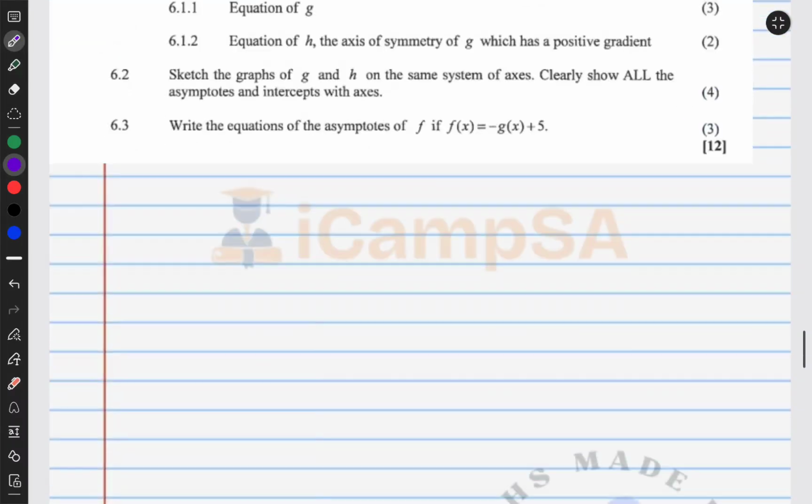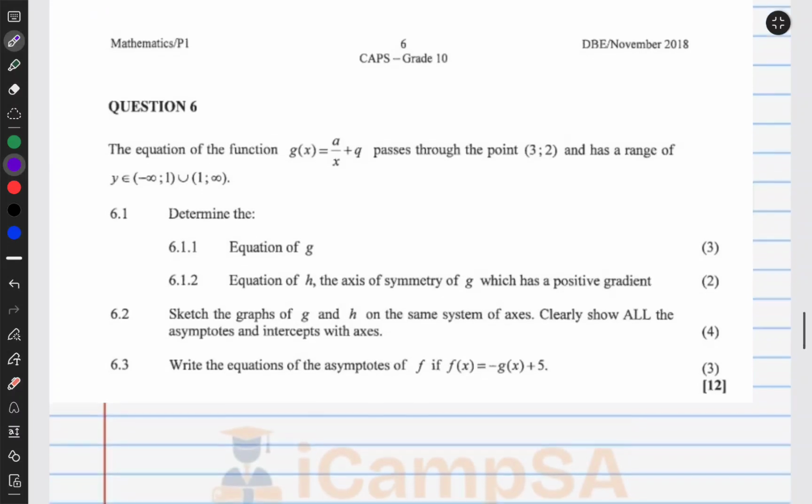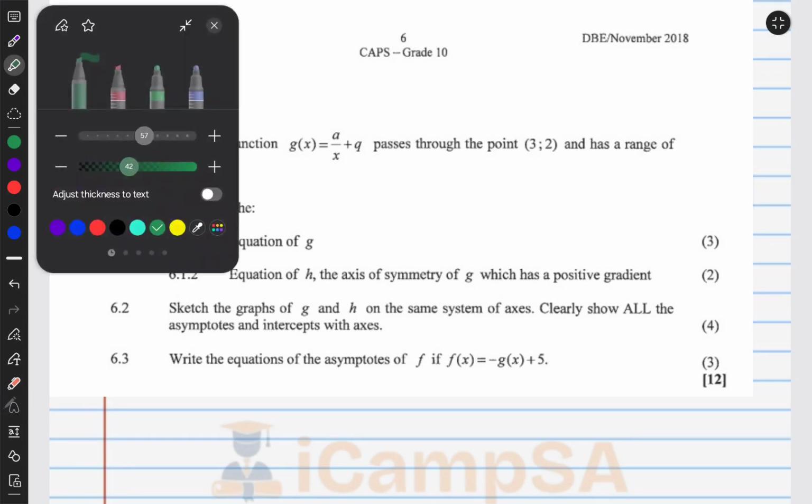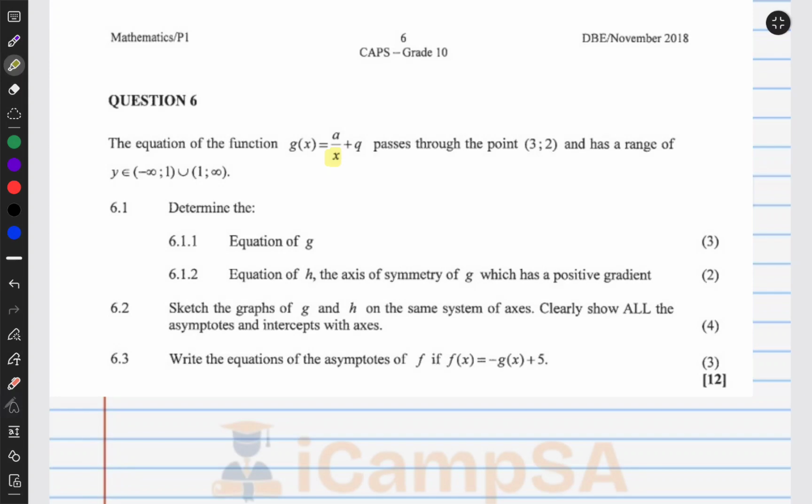Okay, so that's the last question in question 5. Let's go ahead and do question number 6. Okay, so for question number 6, what do we have here? The equation of the function g of x is equal to a over x plus q. What do we see here? We see x in the denominator, which means we are now dealing with a hyperbola, and that plus q there is our horizontal asymptote.